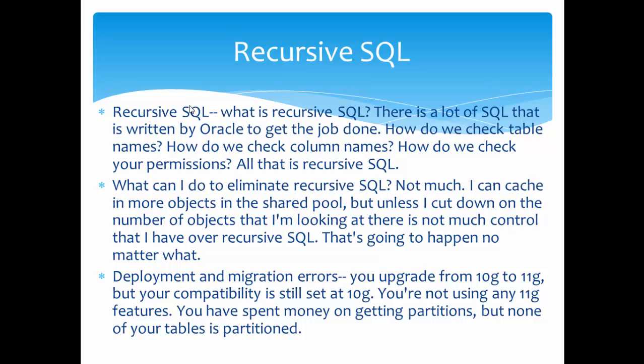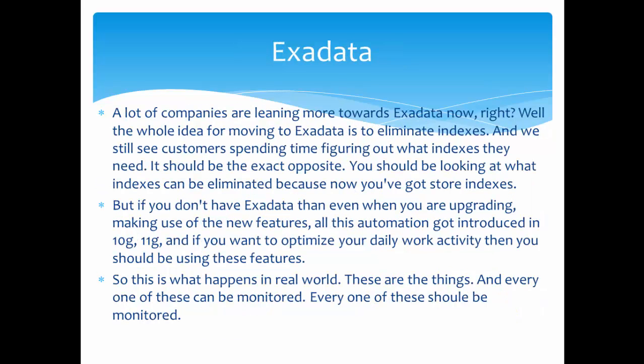Deployment and migration errors. You upgrade from 10G to 11G, but your compatibility is still set at 10G. You're not using any 11G features. You have spent money on getting partitions, but none of your tables is partitioned. That's bad. Exadata. A lot of companies are leaning more towards Exadata now.